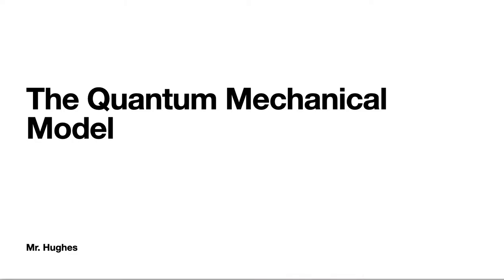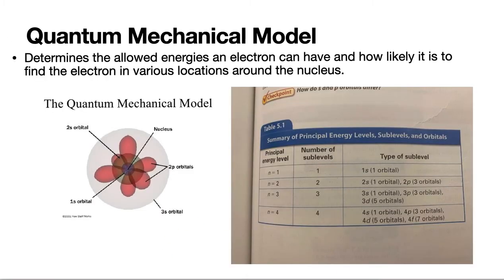The quantum mechanical model. So, the quantum mechanical model determines the allowed energies an electron can have and how likely it is to find the electron in various locations around the nucleus. If we look here, we see the nucleus in the center, then we see these 1s, 2s, 2p, and 3s orbitals, and we'll talk about this a lot more later in this unit. It also gives a summary of principal energy levels, sublevels, and orbitals. Once again, we'll get to this a little bit later on.